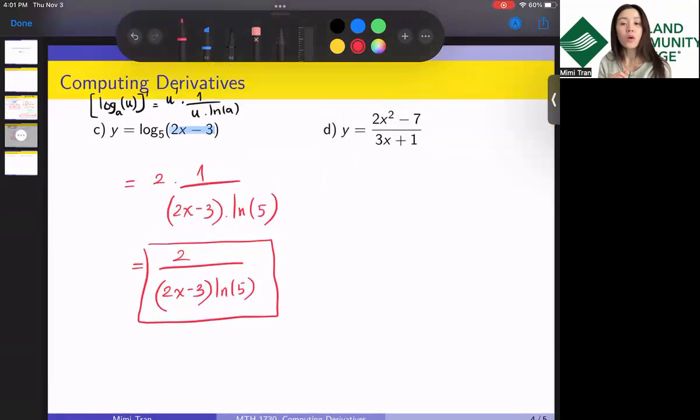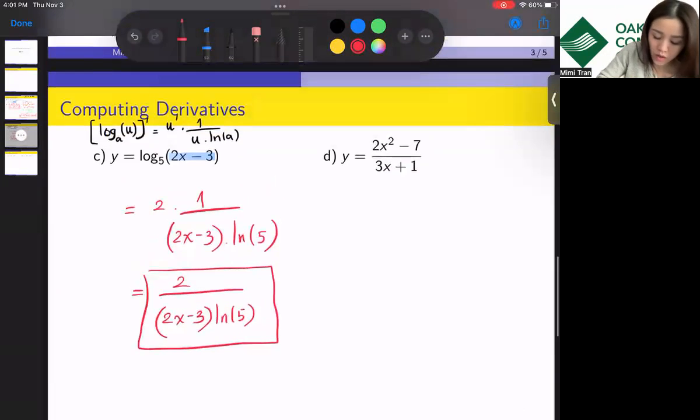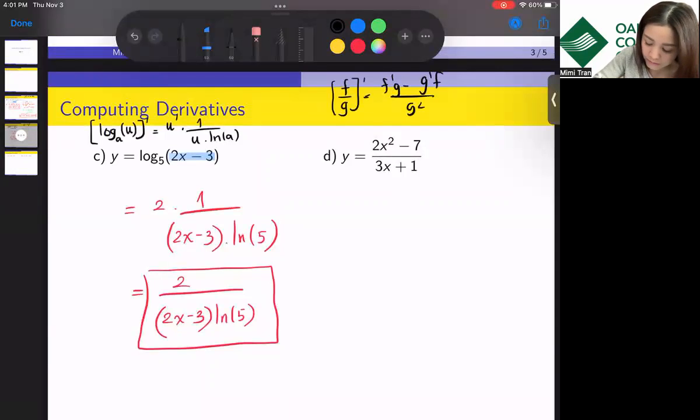D is you require the quotient rule, right? So the quotient rule says this: if I have function f divided by function g, the derivative of that will be f prime g minus g prime f, divided by g squared. So the numerator will be your f, the denominator will be your g.